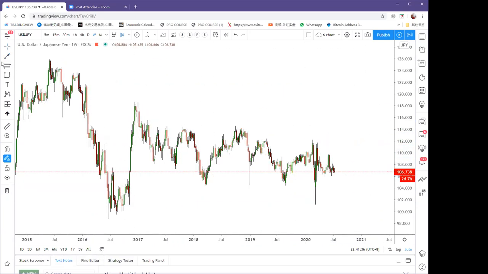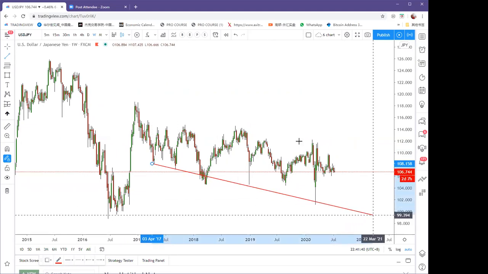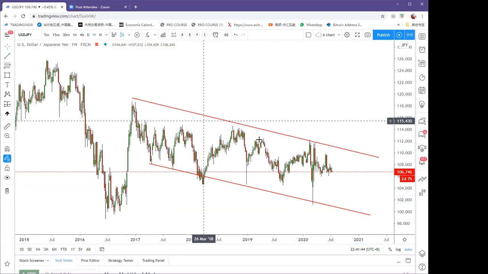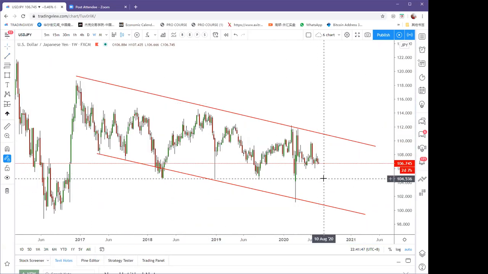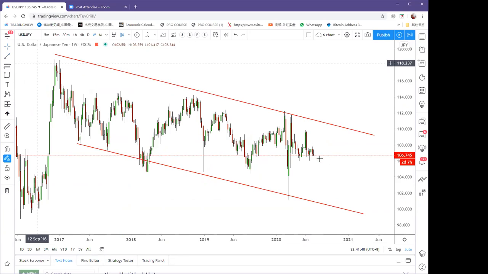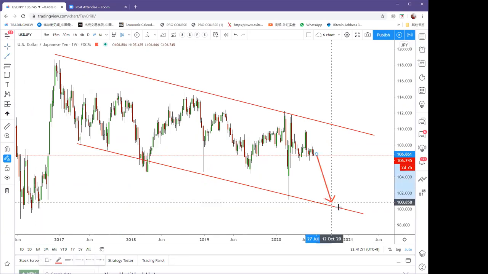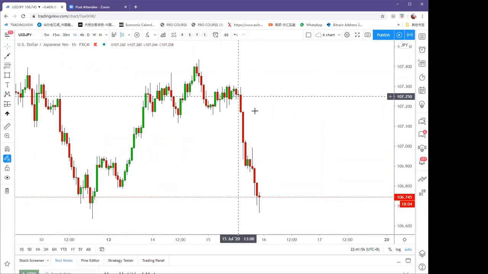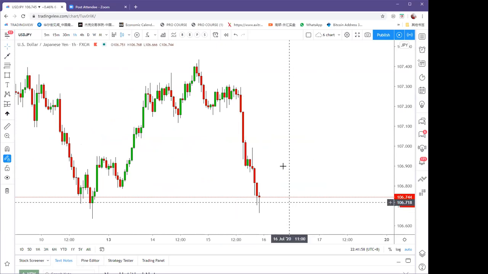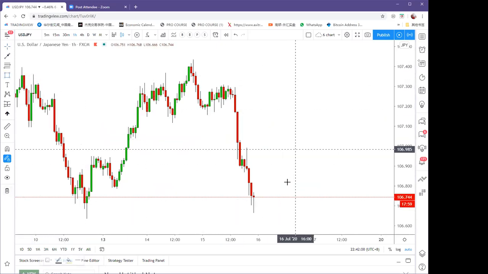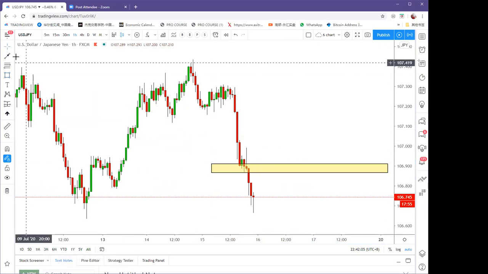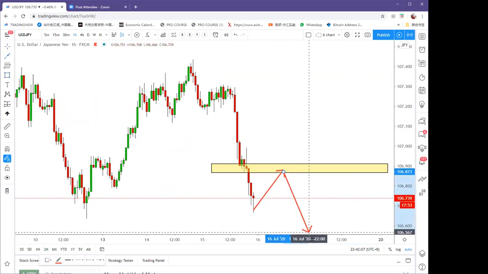However, the low is getting lower. We can see that generally speaking the low is getting lower, so it may follow this downtrend channel. The dollar yen may go to 102 or 100. In the 1 hour chart, you can see this is a very strong sell off. I think we can use the 106.90 level to sell the dollar yen if you want.